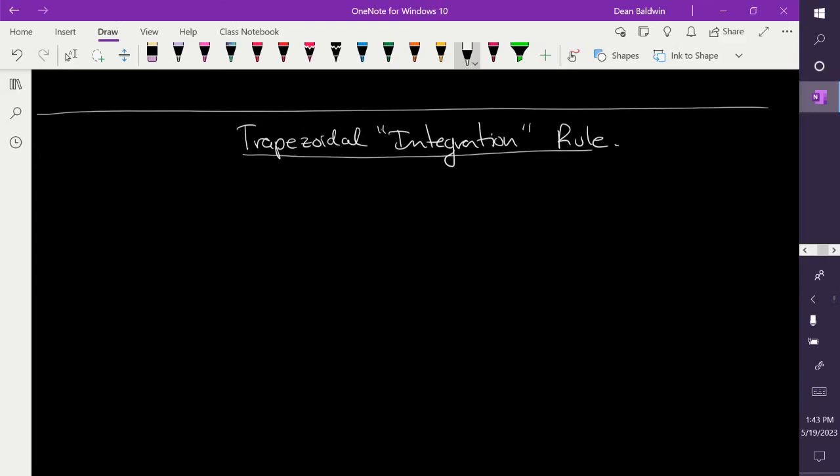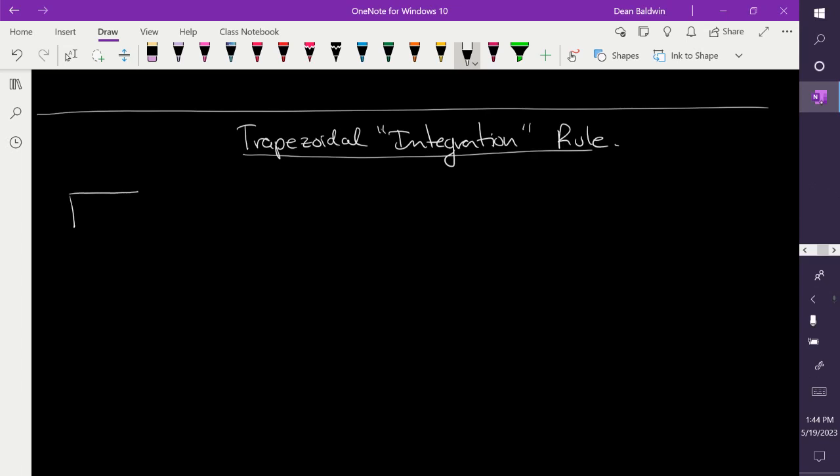Trapezoidal rule, or trapezoidal integration, quote unquote. All right, some functions are so difficult to integrate that we approximate them using trapezoids, just like we did with rectangles. So does anybody know what a trapezoid is? They look like this. This is a trapezoid.